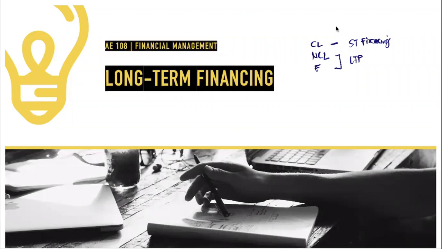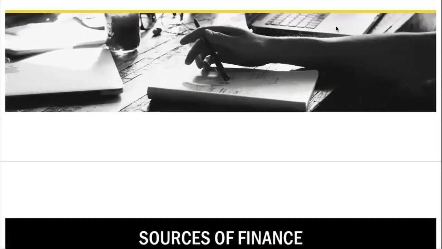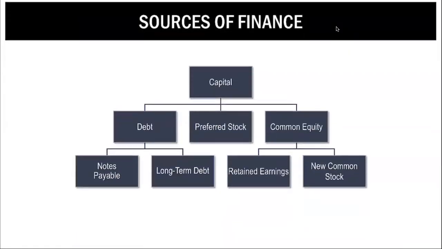So again, our main issue here in your long-term finance is how do we raise funds through our long-term finance? So let's start. So the sources of finance. Your sources of finance can either be liabilities or your equity. So for your liabilities, you all know that that is your debt that can either be current or non-current. And then we have your preferred stock and your common equity.